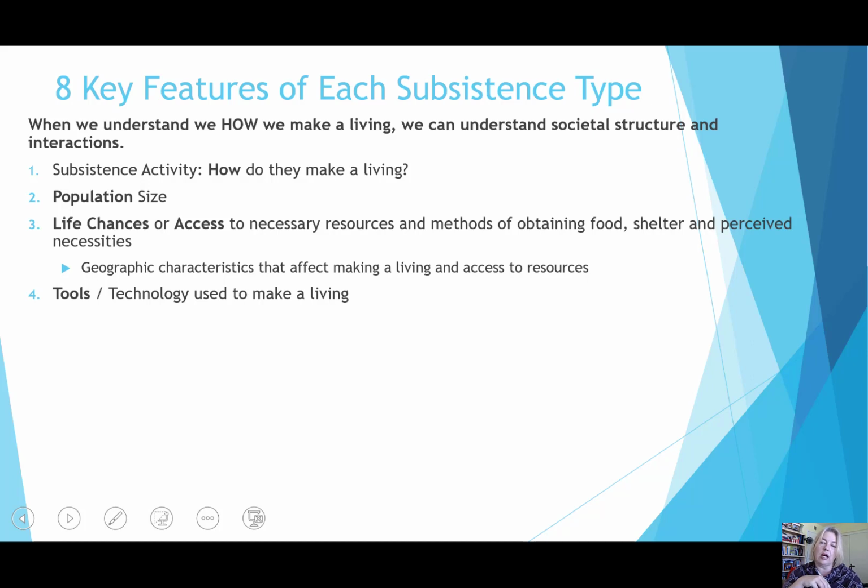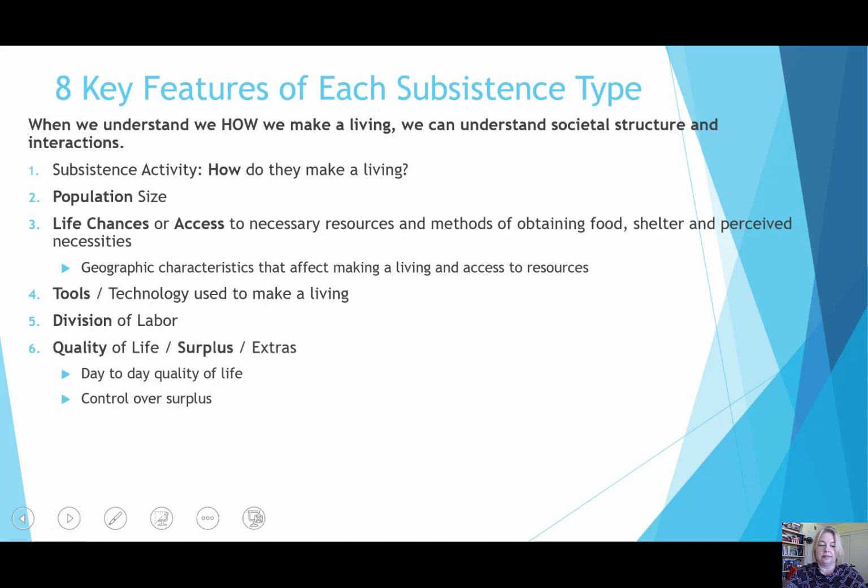The 4th key feature that we'll talk about with each of the subsistence types are the tools or technologies that were used or that developed within that type that allowed us to evolve into that type and even to evolve beyond that type. The division of labor is critical. How is labor divided among the members of society? Is it divided by gender? Is it divided by age? Are there other ways in which the labor or the activities that we do to make a living are divided among society members? Those play a key role in how our societies are structured and the roles and the statuses that we have within those societies.